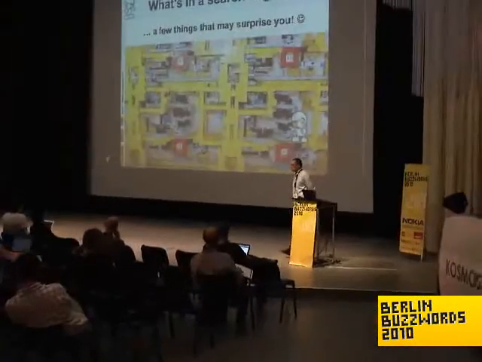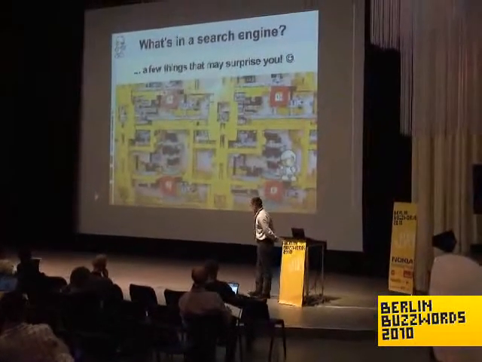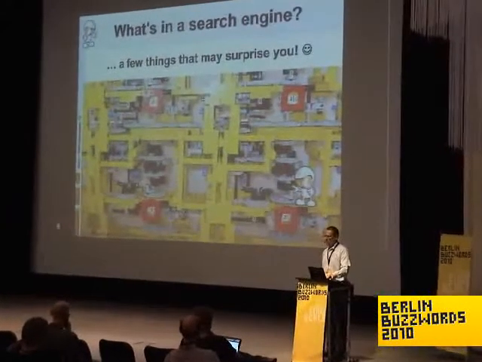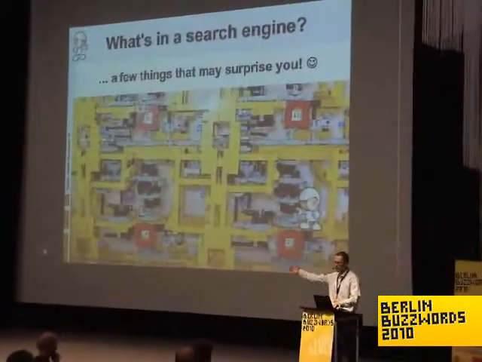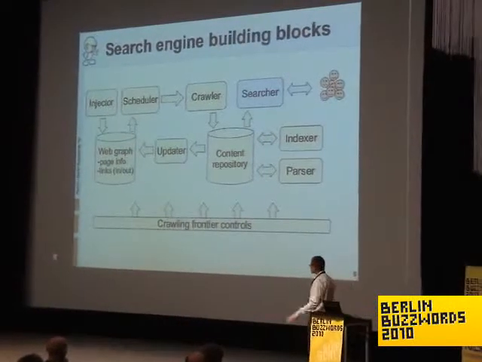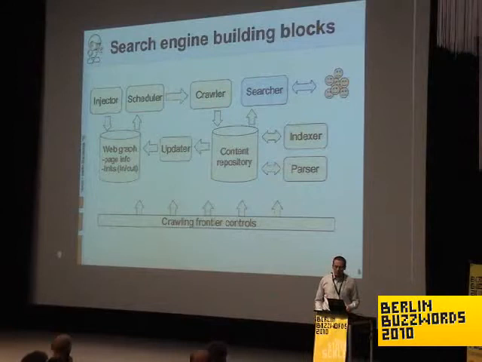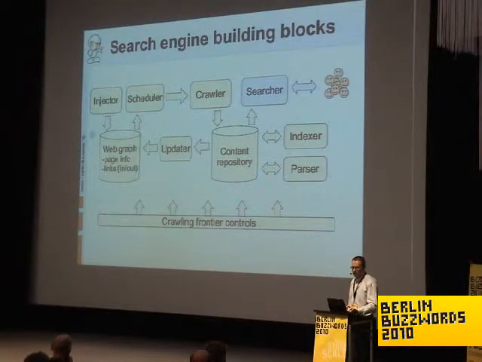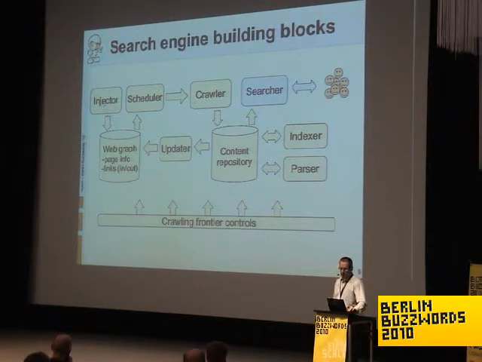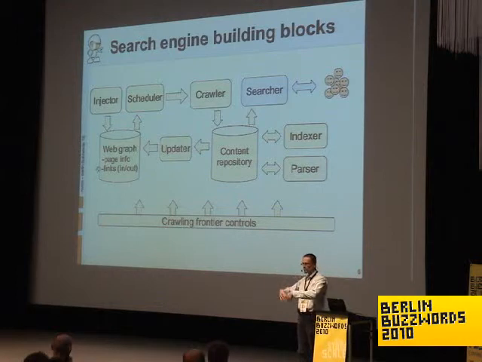So, what sits in a search engine, you might wonder? Well, quite a few surprising things. It's not easy to implement a search platform that goes out, collects the right stuff, and then presents it in a meaningful way. On a very general level, you need to start somewhere, right? So you have the injector component that is responsible for adding stuff to your database of knowledge about the web in general. Then you have this web graph database, which stores page information and links, both incoming links and outgoing links from pages.